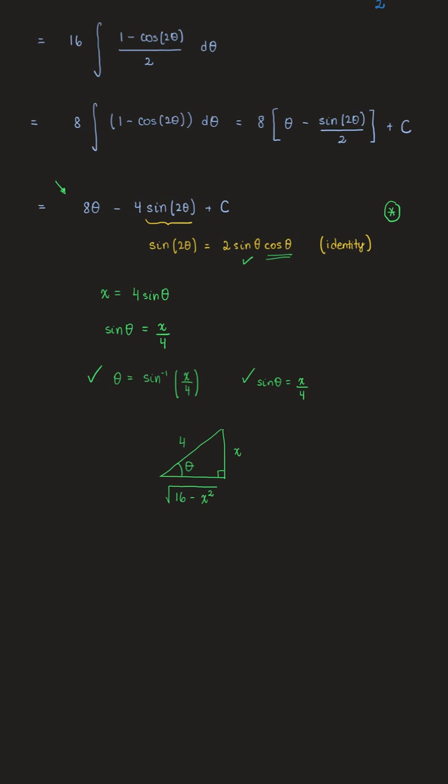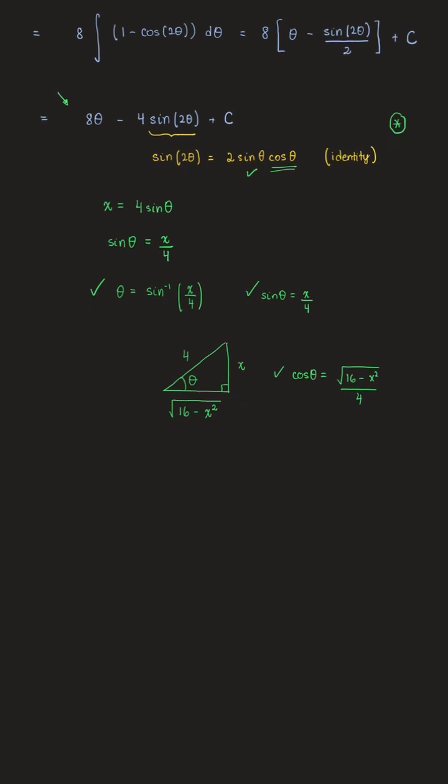But now we can find cosine, which is the last thing that we need to be able to write our final solution. So cosine will be adjacent over hypotenuse, or just the square root of 16 minus x squared over 4. So we've got the 3 parts. Let's go back to where we have the green star above and try to start writing our solution. So 8 times theta, well, theta we found to be sine inverse of x over 4. That's this part over here.